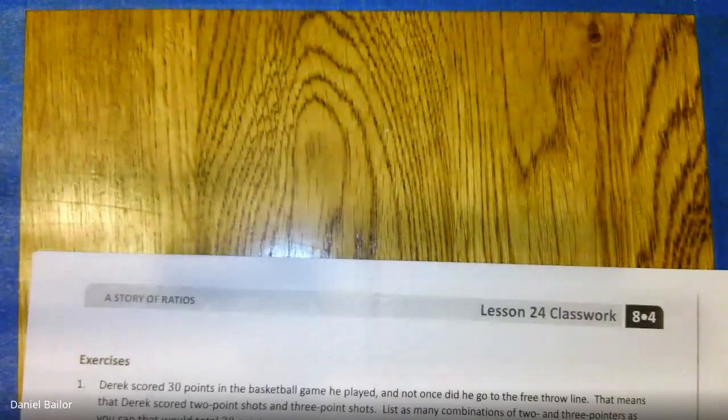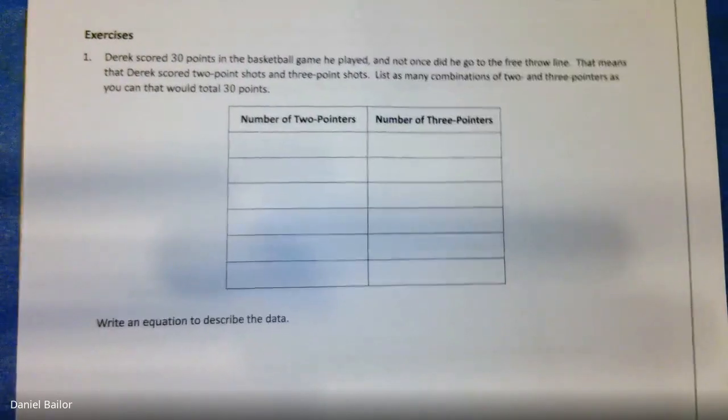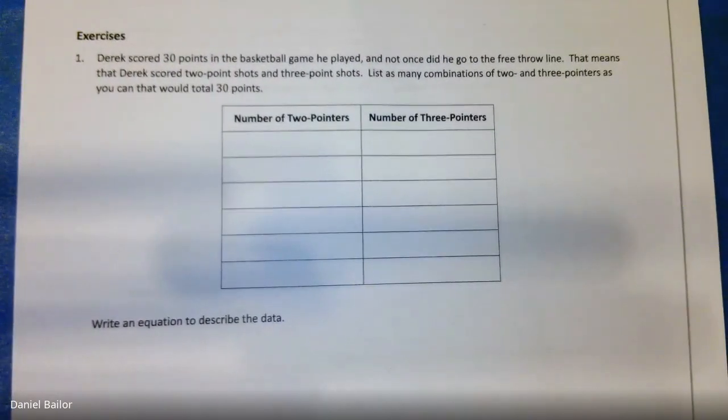And it's a problem that you might recognize from other lessons about basketball. It says, Derek scored 30 points in the basketball game he played, and not once did he go to the free throw line. That means, for those of you who are not familiar with basketball, that Derek scored 2-point shots and 3-point shots only, no 1-point shots. List as many combinations of 2- and 3-pointers as you can that would total 30 points.